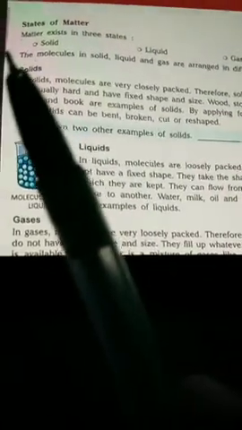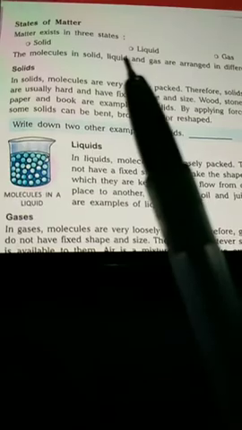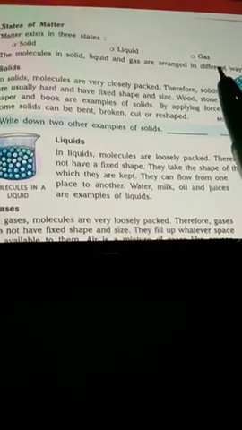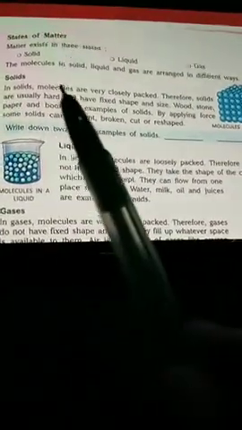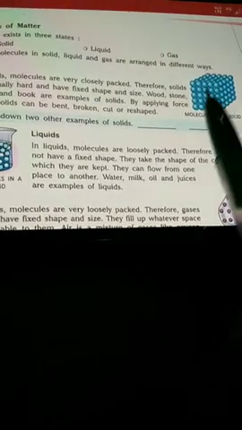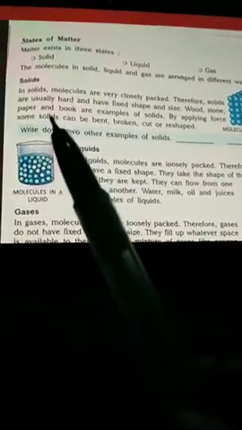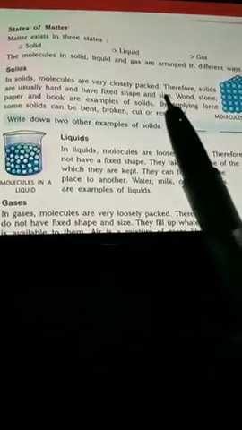The next topic of discussion is states of matter. As already explained, matter exists in three states: solid, liquid and gas. All the things around us can exist in either solid, liquid or gaseous state. The molecules, the building units of solids, liquids and gases, are arranged in different ways. So let us now read about the molecular arrangement in solids, liquids and gases.